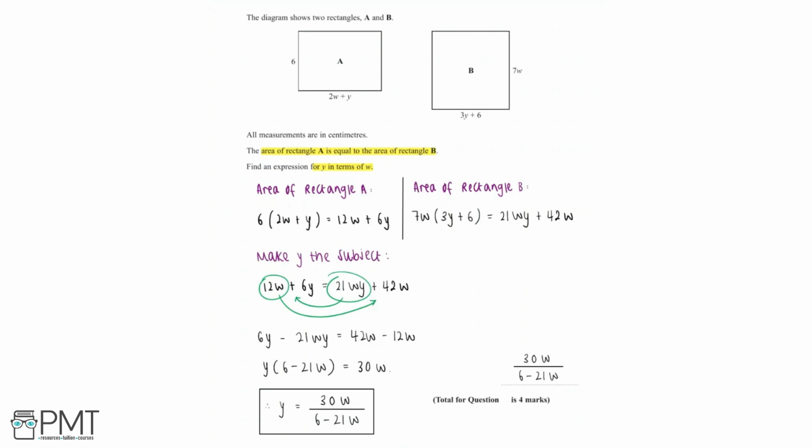Now this question is worth 4 marks. We get the first mark for equating the area of rectangle A to the area of rectangle B. We get the second mark for moving the y terms to one side, which we did over here. We get the third mark for factorising the y out of the left-hand side. And we get the fourth and final mark for dividing both sides by 6 minus 21w, and for therefore finding that an expression for y in terms of w is equal to 30w over 6 minus 21w, allowing us to get the full 4 marks needed in this question.